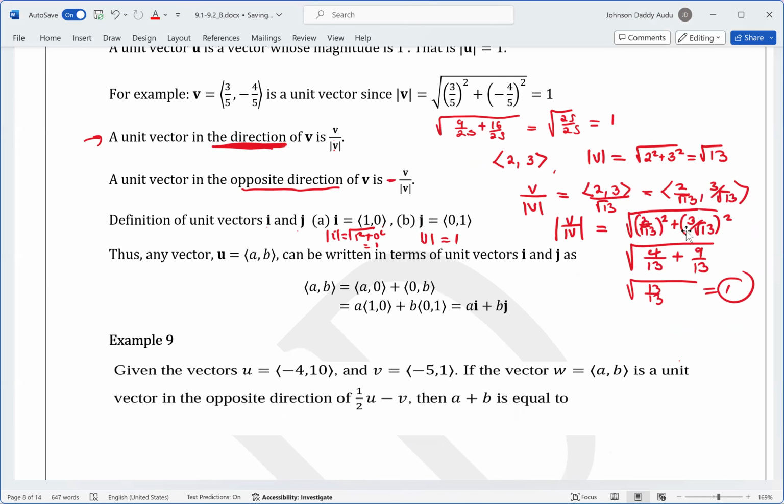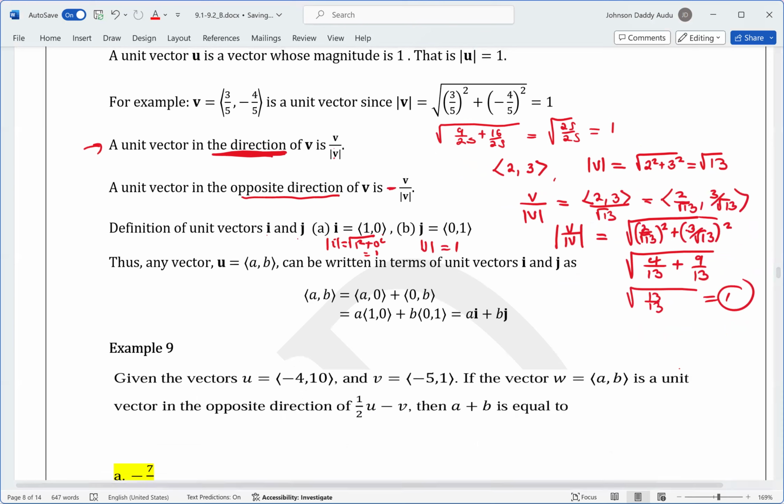So this also simply shows that if you have any vector (a, b), you can write it as (a, 0) plus (0, b), which is still the same thing. And then you can take a as a common factor and write it as a(1, 0), and here you can take b as the common factor. So in general, you can write this as ai plus bj. So it means that (a, b) is the same thing as ai plus bj.